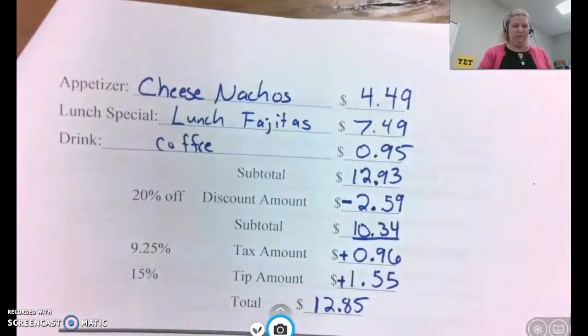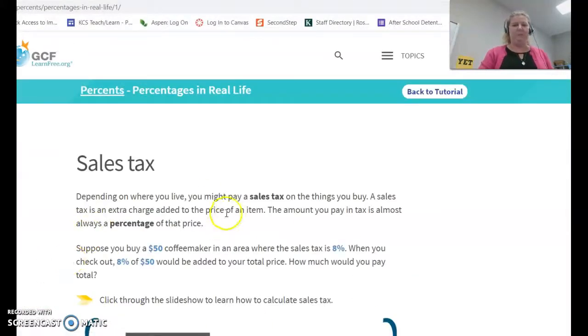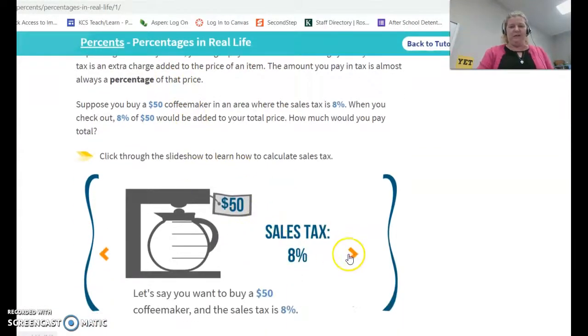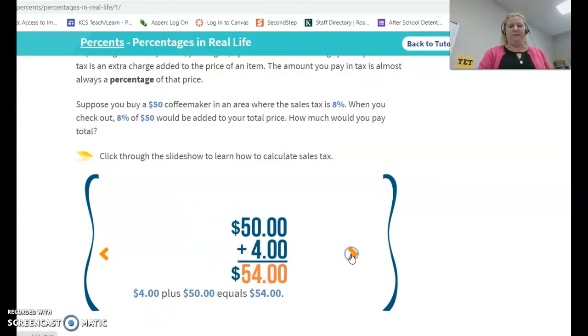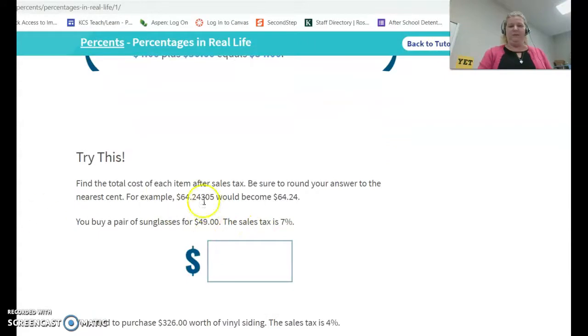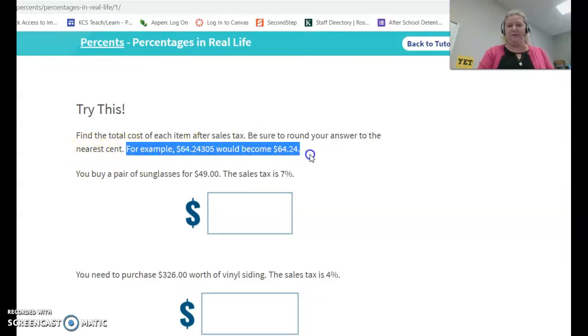Now, there is some more real-world practice. I found this website and I really like some of the problems. When you click on it, there's some sales tax, there's some word problems. If you click through, it goes through. This is really nice. And then there's some for you to try, so you can work through it. Let's do this one together. Find the total cost of each item after sales tax. When I'm doing sales tax, that's added on. Be sure to round your answer to the nearest cent. And then here's a rounding example.